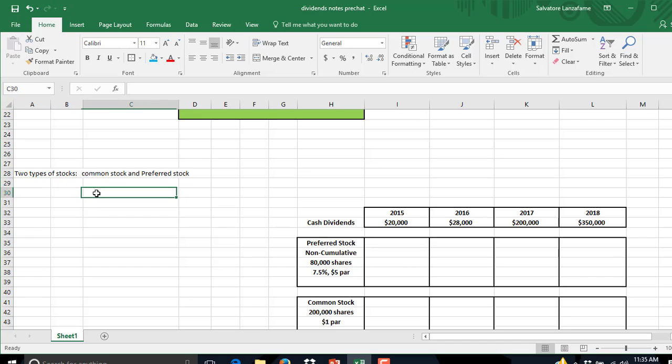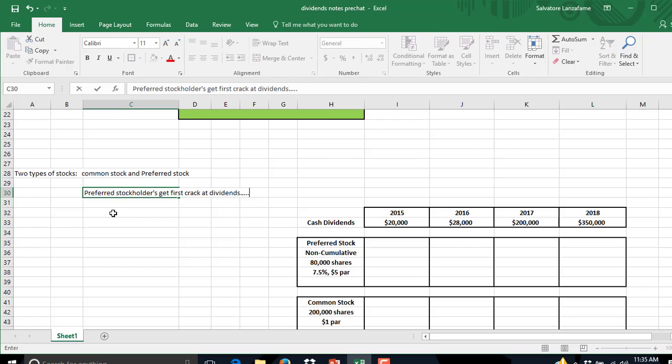But if you're lucky to be a preferred stockholder, you get first crack at dividends, meaning that when the corporation decides to give out a dividend, the preferred stockholders are the ones who get the first piece of the pie. And whatever money is left over, a little bit or a lot, the remaining money goes to the common stockholders.